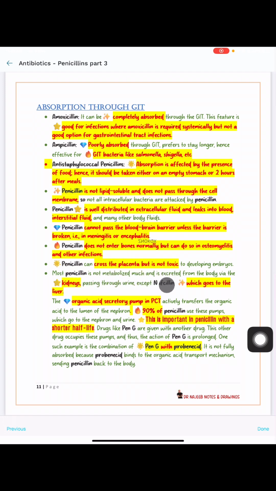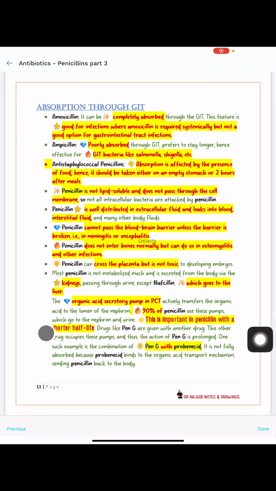Most penicillin is not metabolized much and is excreted from the body via the kidneys, passing through urine, except nafcillin, which goes to the liver. In the PCT, the proximal convoluted tubule, there is an organic acid secretory pump. What it does is transfer organic acid to the lumen of the nephron, and 90% of penicillin uses these pumps, which take it to the nephron and urine.